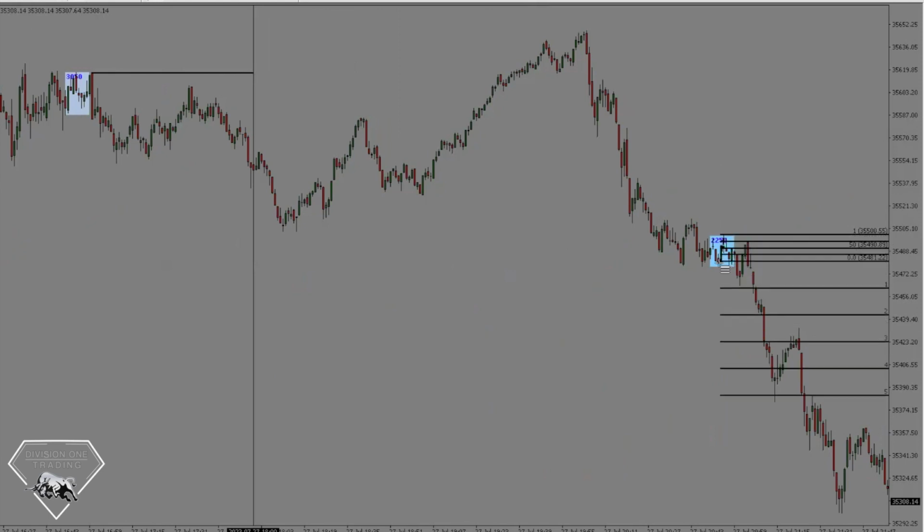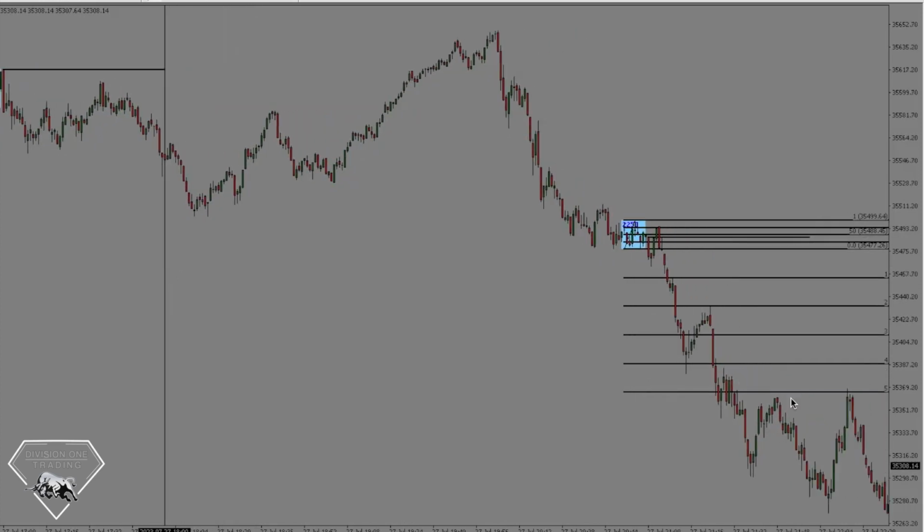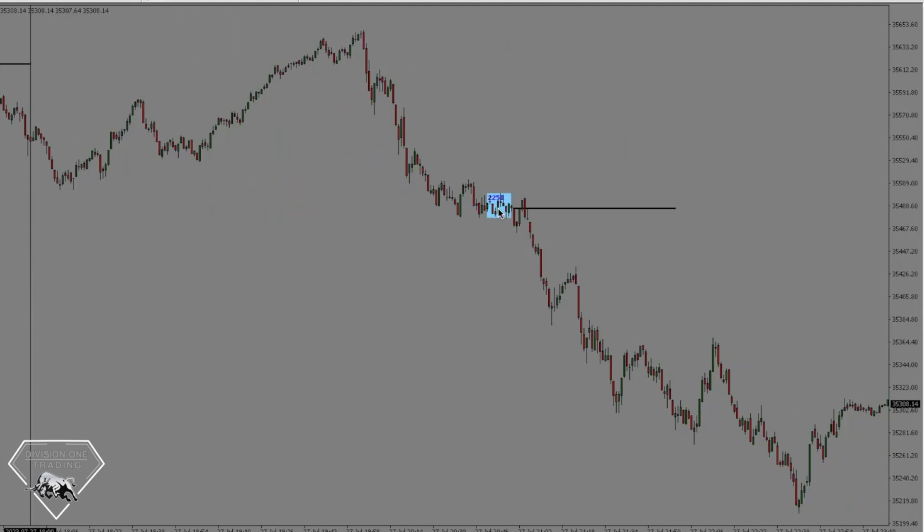Remember, we can measure this range and our target is that 1 standard deviation. You can see this one goes for 10 standard deviations, maybe more, but you can see it closed below. So that's where we want to start looking to go short.